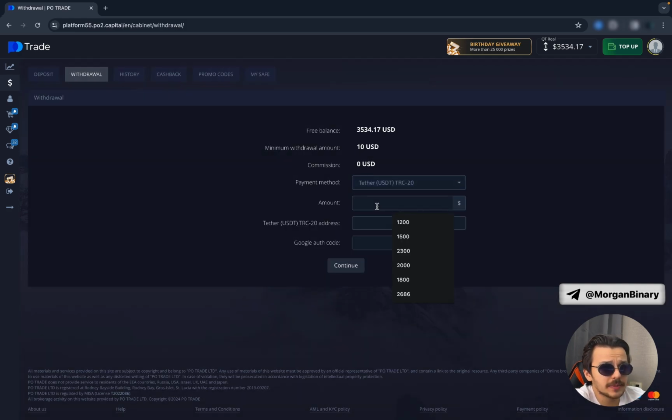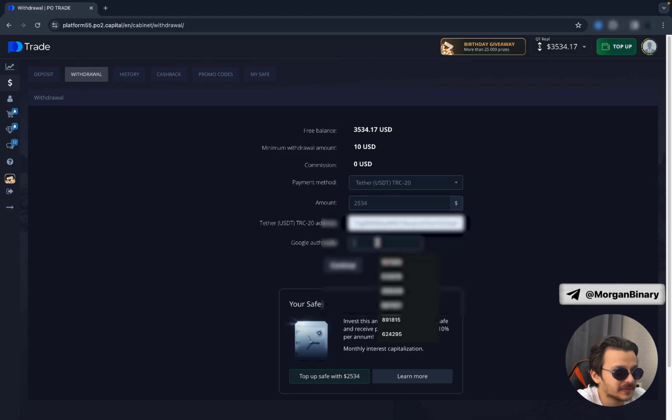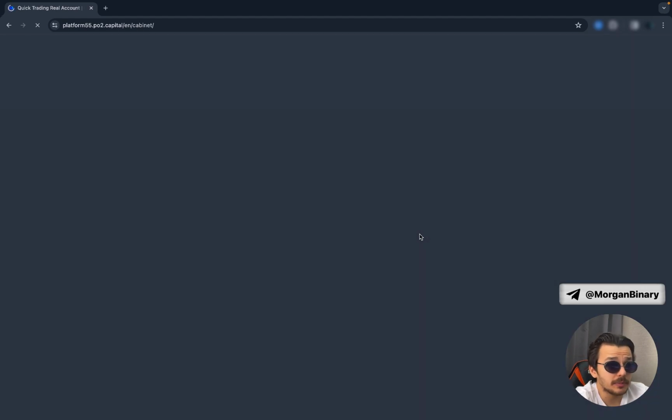The sum of today's profit will be $2,534. The withdrawal operation is successfully executed. This is how the trade for today turned out with the application of these indicators. Everything was quite simple, nothing really difficult for us.